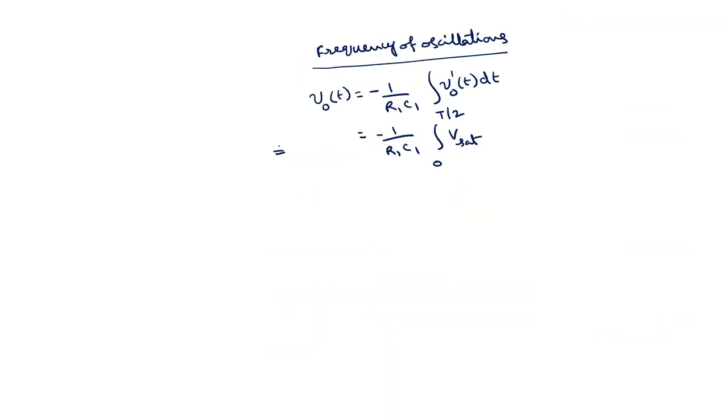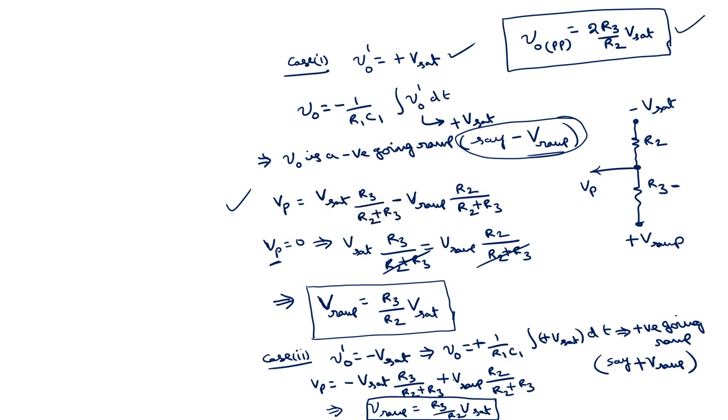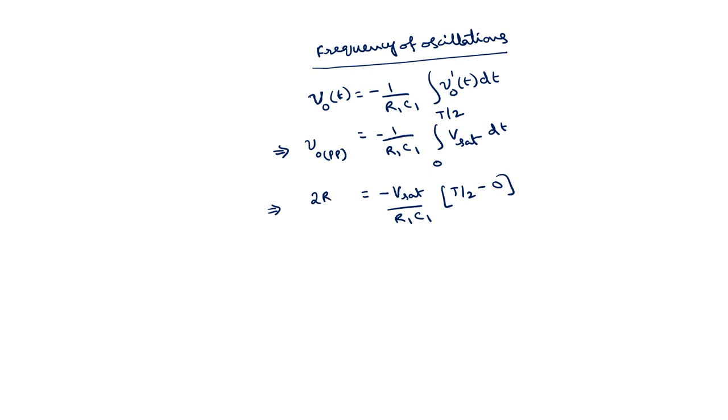But that time, what will be this V0 of t? This will be V0 peak to peak. So this is equal to minus V sat divided by R1 C1 into T by 2 minus 0. Integral of dt is t, so the limits are T by 2 to 0. And what is V0 peak to peak, which we have just derived? Twice R3 by R2 V sat. This implies this V sat gets cancelled.